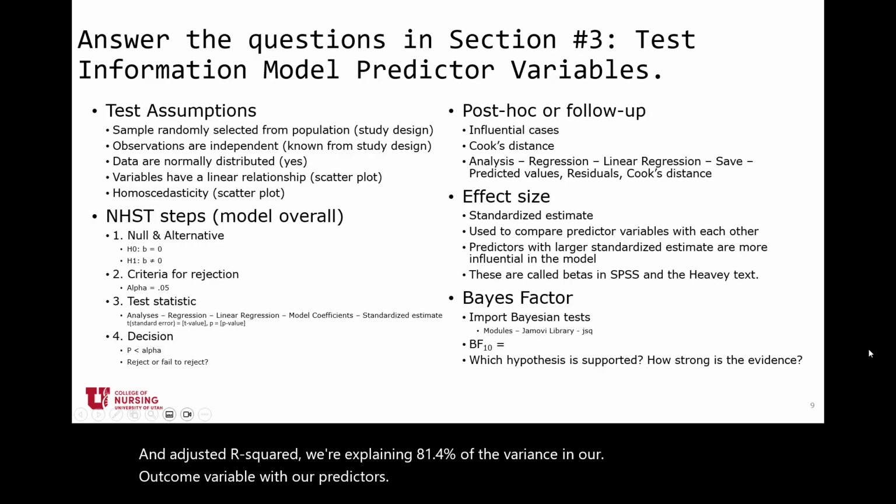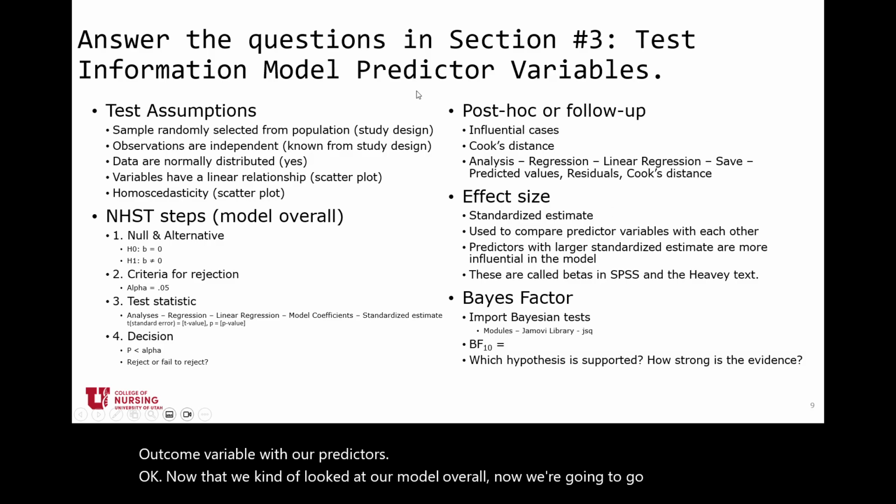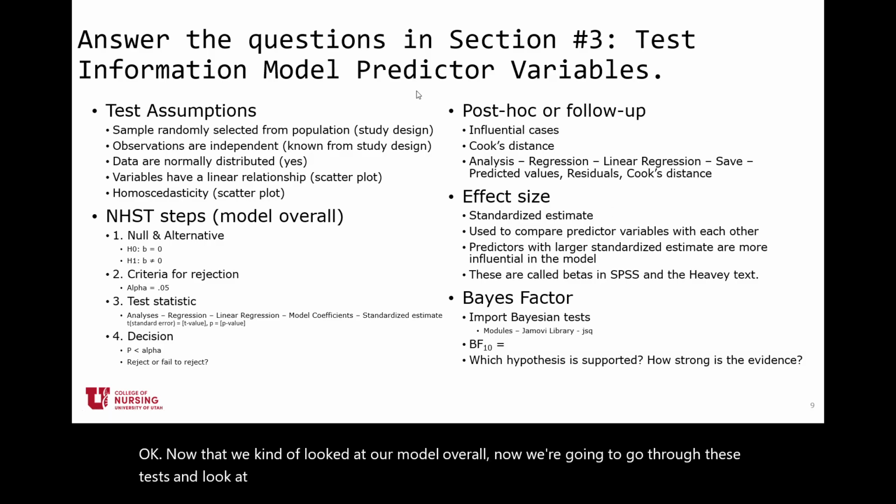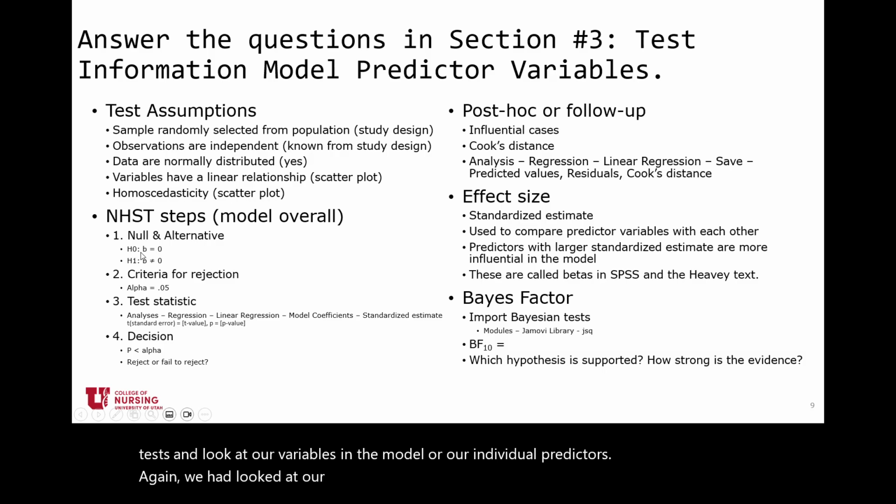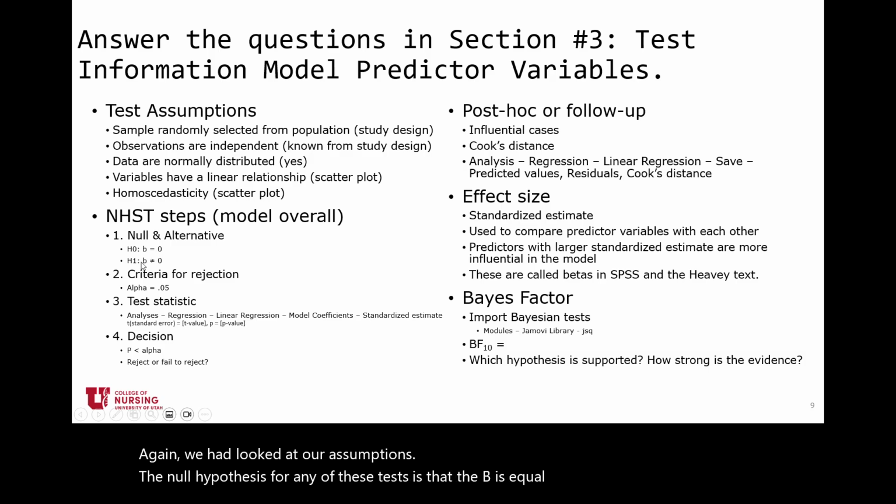Okay, now that we've looked at our model overall, we're going to go through these tests and look at our variables in the model, or our individual predictors. Again, we had looked at our assumptions. The null hypothesis for any of these tests is that the b is equal to 0, and the alternative is the b is not equal to 0.